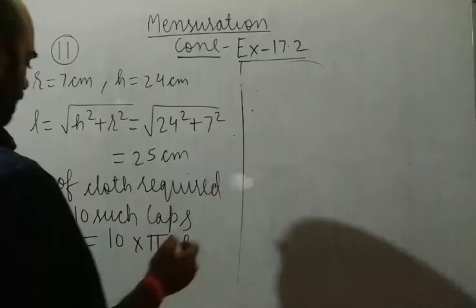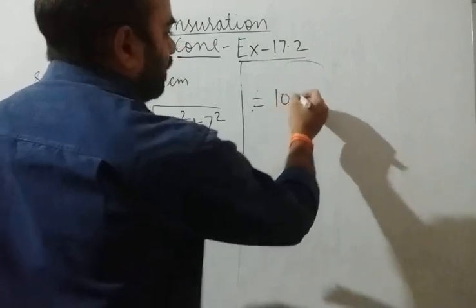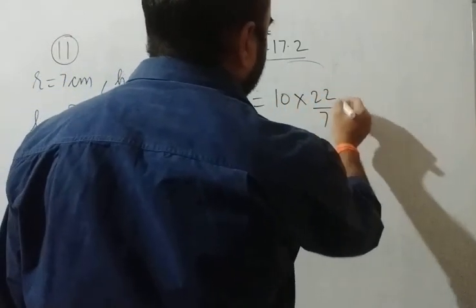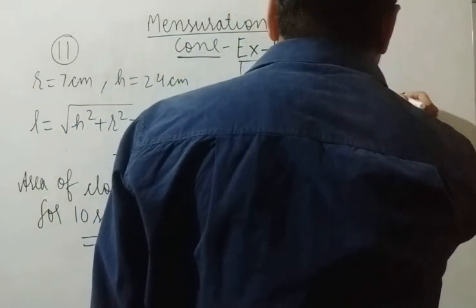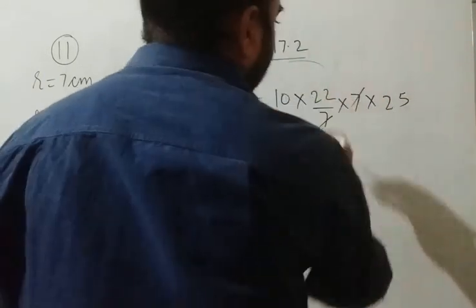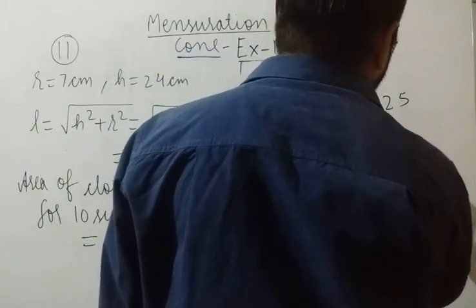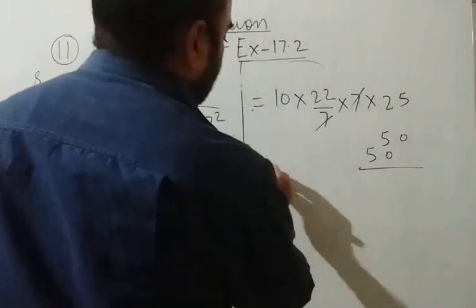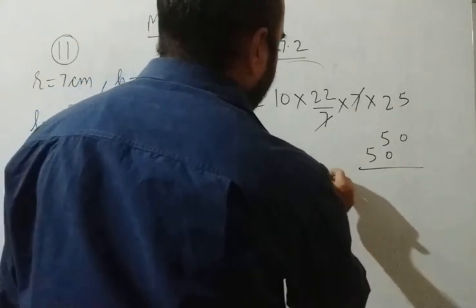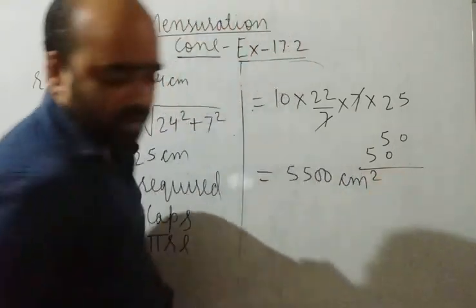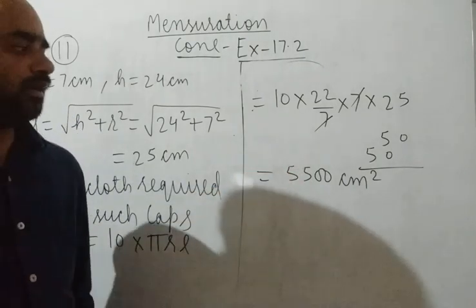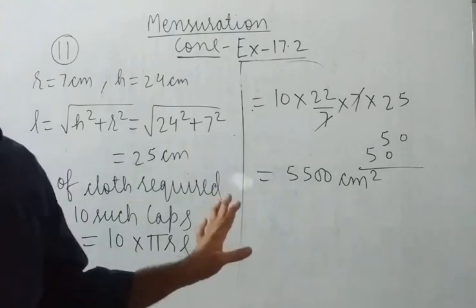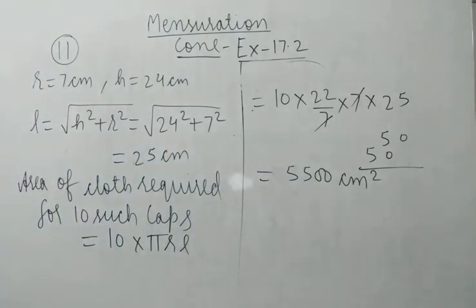So this will be 10 into pi, which is 22 by 7, R is 7, L is 25. Correct? So this will be, it means 5500 centimeter square. Correct? 5500 centimeter square. That is the answer. Clear? Next.